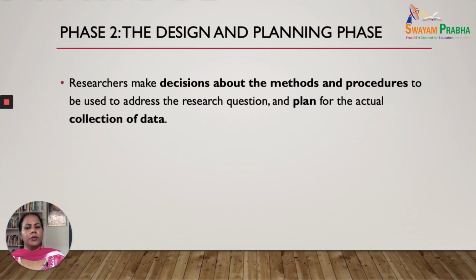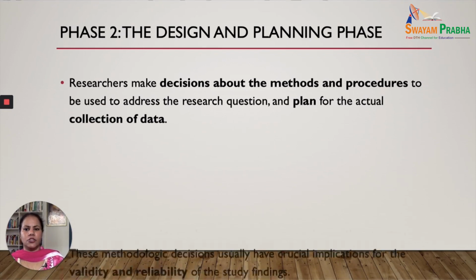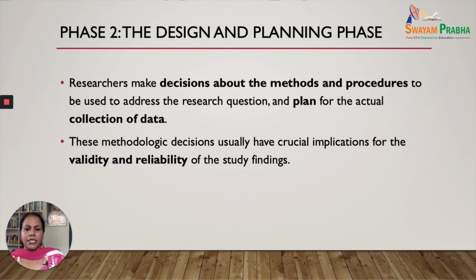Like I have already told, researchers make decisions about the methods and procedures to be used to address the research question and plan for the actual collection of data. So here we decide which methods and procedures we will be using during our study and how the actual collection of the data will be done, right? So this is planned in this stage. These methodological decisions usually have crucial implications for the validity and reliability of the study findings.